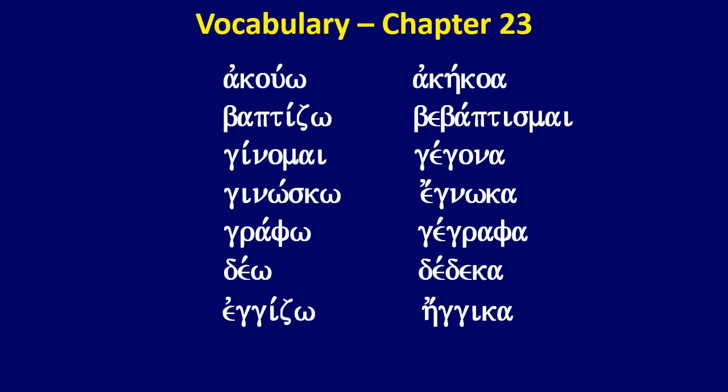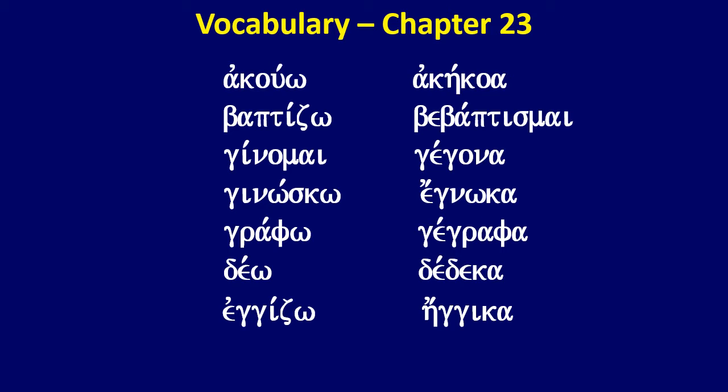Having seen the perfect indicative forms as well as perfect participle forms and infinitive forms, let's move on to our vocabulary list now for lesson number 23 of our textbook, chapter 23 that is. And it's a short list this time, so we'll just run through this list, beginning with akouo, meaning I hear.